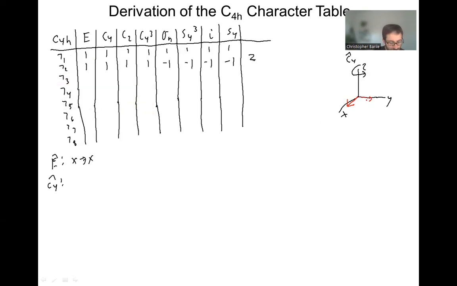And if we have a y vector, so x went to y. So we have to describe how x transforms by invoking y. And vice versa for y, y is going to go to negative x. You can see that here. If I have a y vector and I go 90 degrees with C4, we're going to go to negative x. So this tells us that x and y transform together.